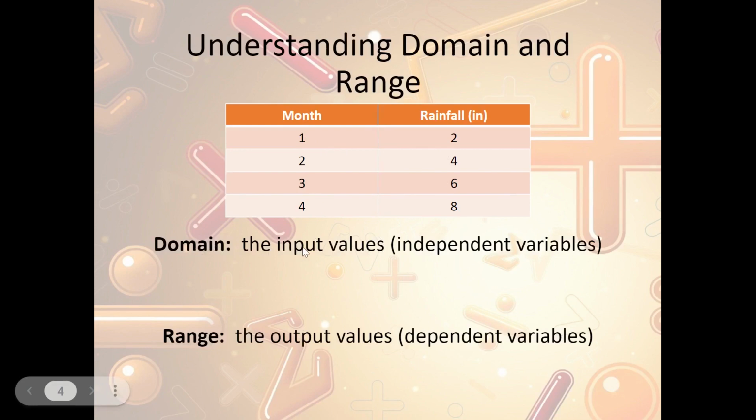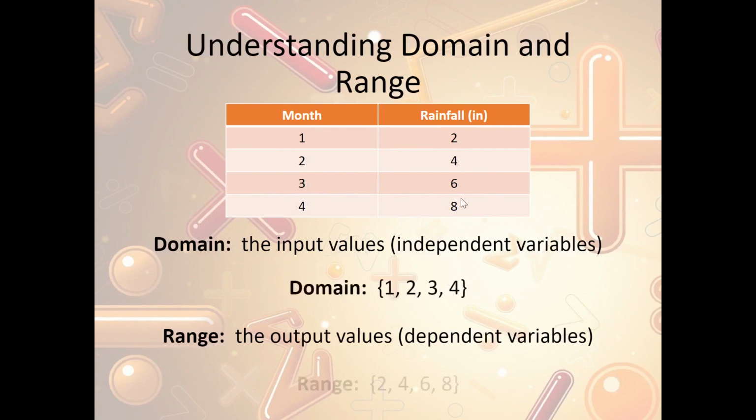So first we'll do the domain, the input values. Well, our input values in this case are the months, so we're just going to list the values that apply. We can see that the values are 1, 2, 3, and 4, so that is our domain: 1, 2, 3, and 4. The range are these values here. So our range would be 2, 4, 6, and 8. So we have our domain, we have our range.